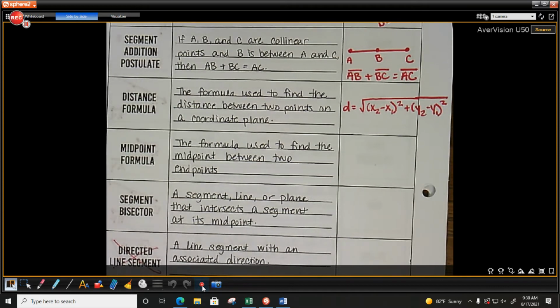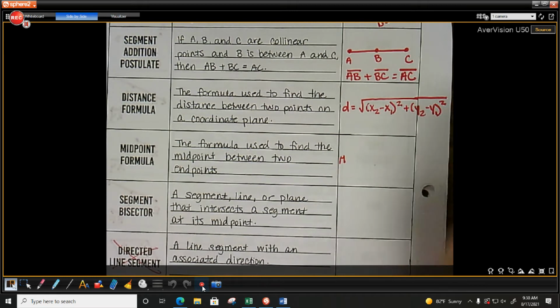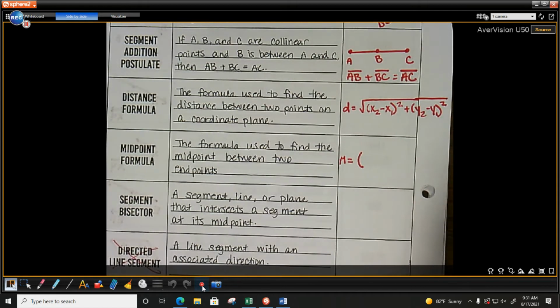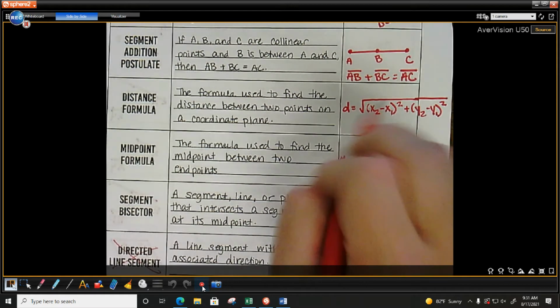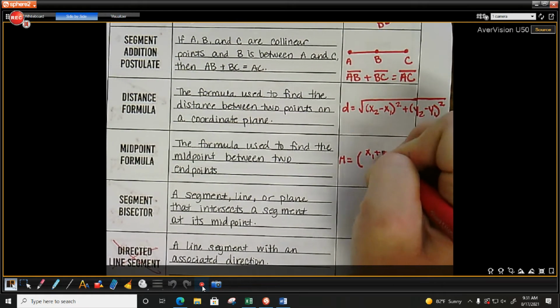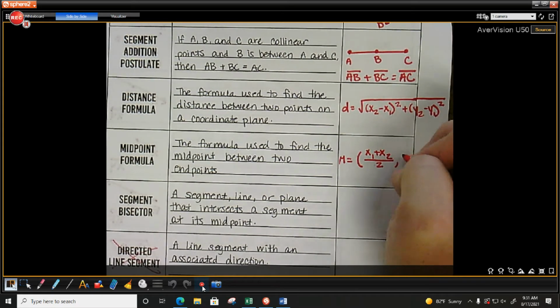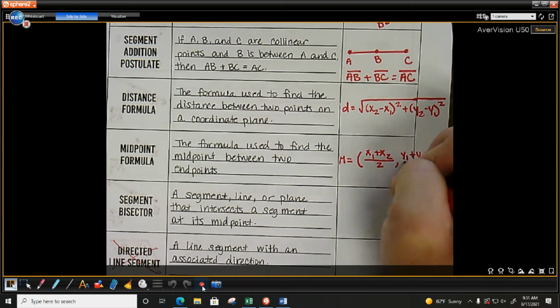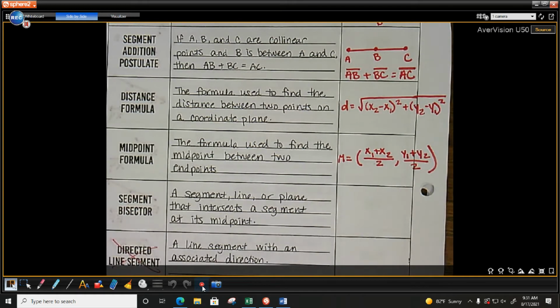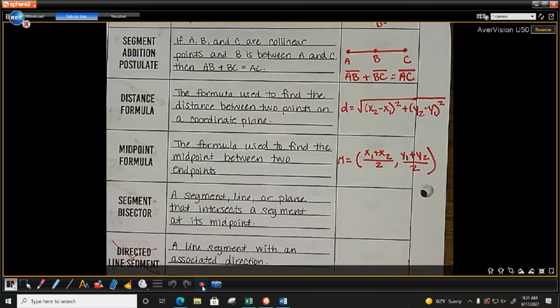Okay? So, the midpoint formula is used to find the midpoint, so the middle point between two endpoints. We use a capital M to denote midpoint. So M equals, your answer is going to be a point, so an x value comma a y value. So all you do is you find the average of your x values, so x1 plus x2 divided by 2, and then y1 plus y2 divided by 2. That's how you're going to find the x value of your midpoint. That's how you're going to find the y value of your midpoint. Okay?